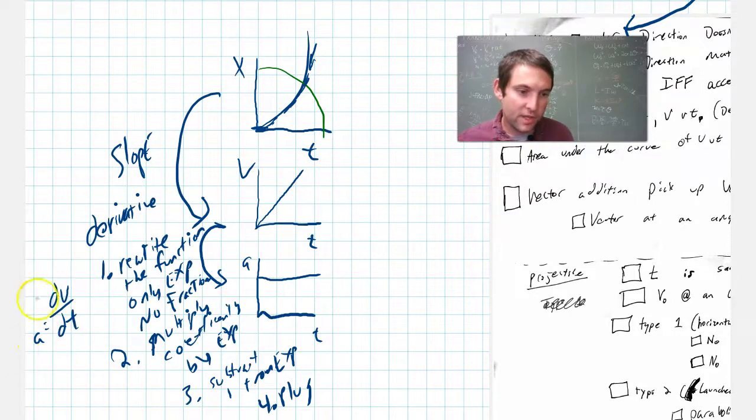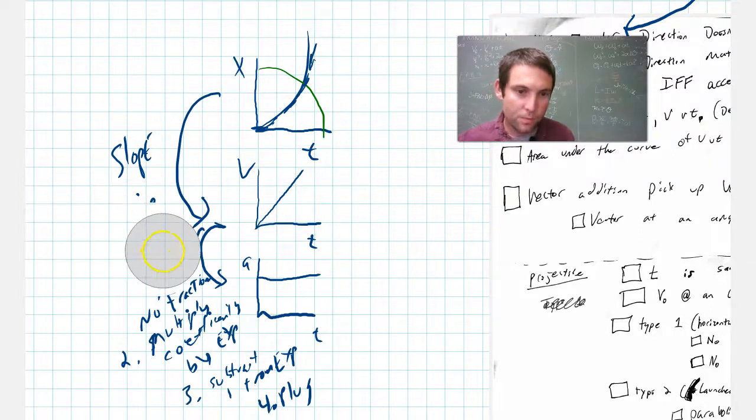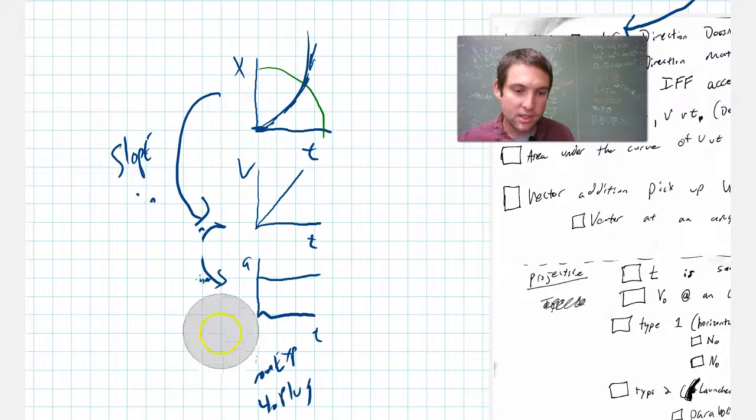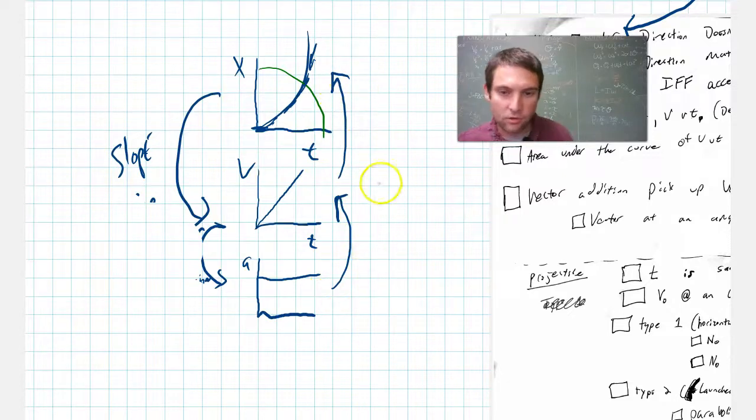This equation over here, this is a differential equation. That d is telling you it's a differential equation. It is a small change in your velocity as your time is also small. And when I mean small, I mean small. Infinitesimally small, to be exact. All right, so to go position to velocity to acceleration, you're taking the slope or the derivative. To go backwards, you're taking the antiderivative or the integral, also known as the area under the curve.